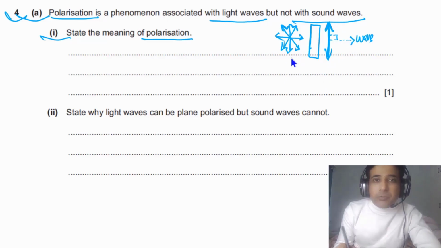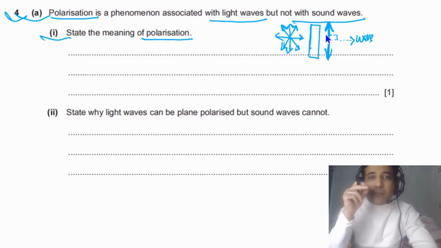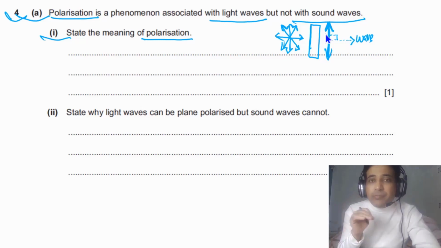So this process we call polarization. Means the light waves we can polarize in this way. This phenomenon is not demonstrated by sound waves, because sound waves just move in one direction, and oscillations of the particles are also in the same direction. So the sound waves cannot be polarized, but light waves can be polarized.